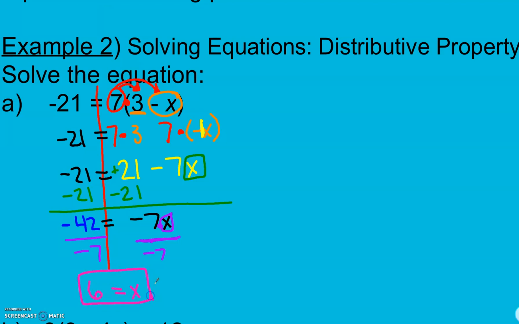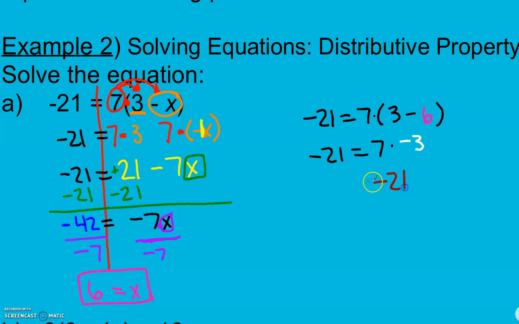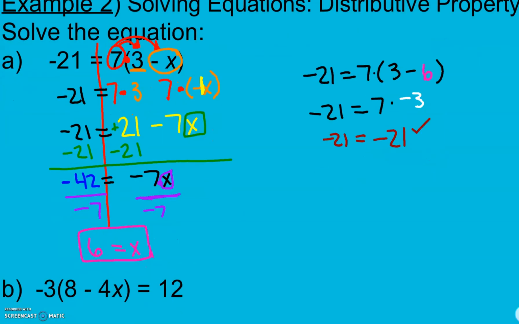We can plug that in to check into my original equation. -21 equals 7 times 3 minus x. And we said our x value is 6. We simplify our parentheses first, get -3. And we're multiplying here. -3 times 7 is -21 equals -21. It checks and we are right.